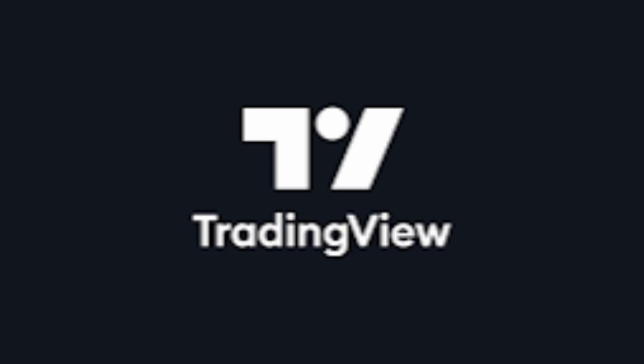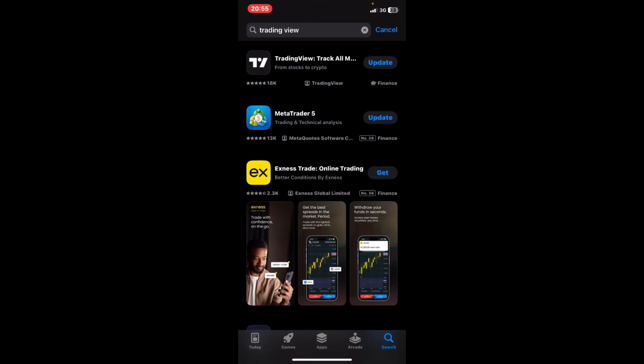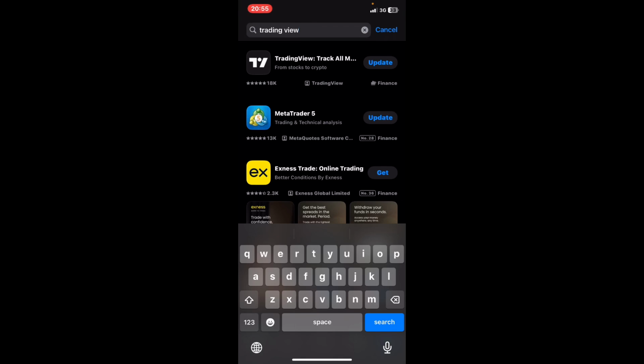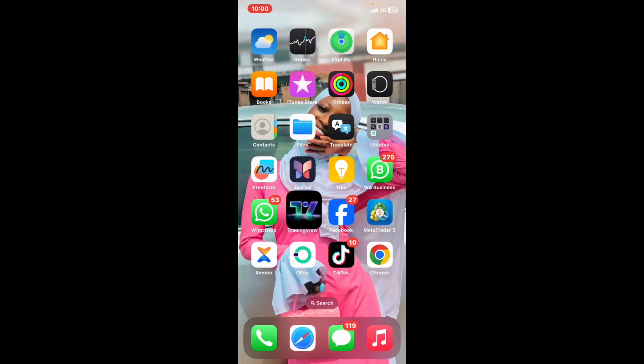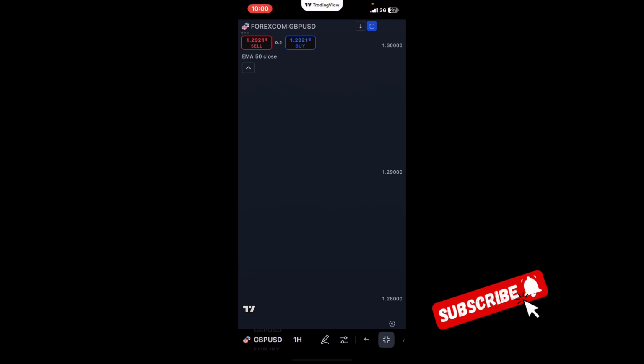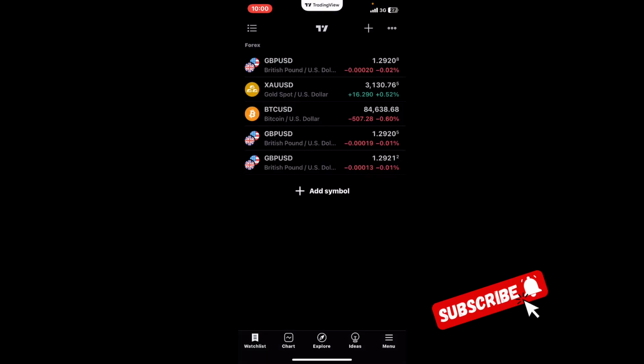Firstly, you need to go to your Apple Store or your Play Store to download the TradingView app. Like this, you go to your Apple Store, then you search for TradingView. Because I already have it on my phone, it shows updates. So, for you that don't have it on your phone, you have to download it. This is the app in which you take your analysis, for you to know whether to buy or sell your currency pairs.